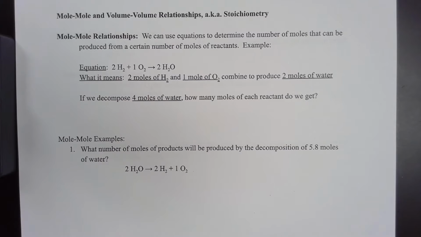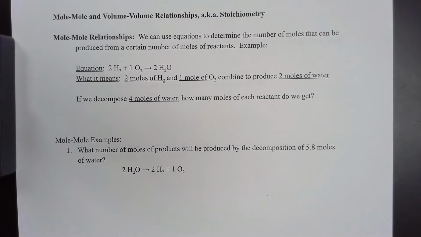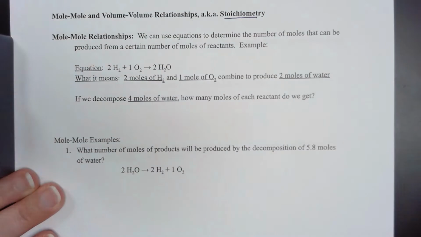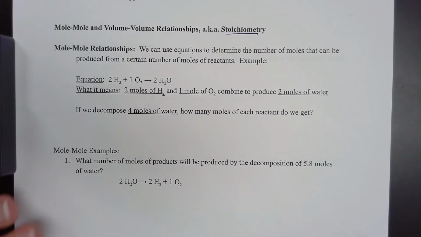The final part of our notepad for math and chemistry and stoichiometry is mole-mole, volume-volume relationships, aka the stoichiometry part. There you go. Now we're going to do both of these the same. I'm just going to model the mole to mole. You do the volume to volume exactly the same way.